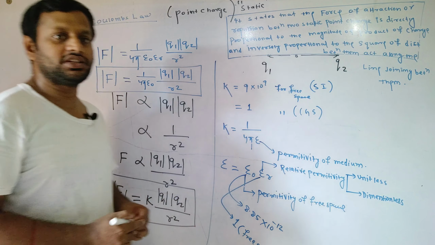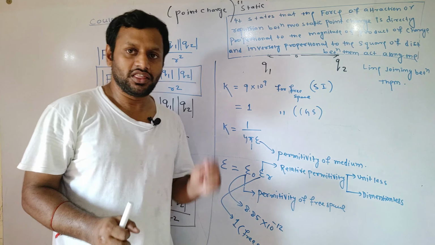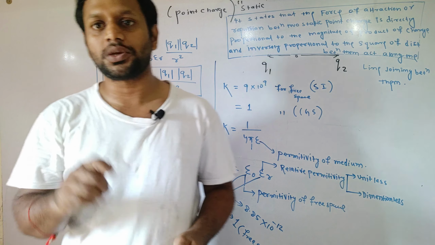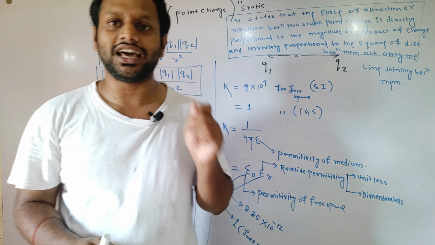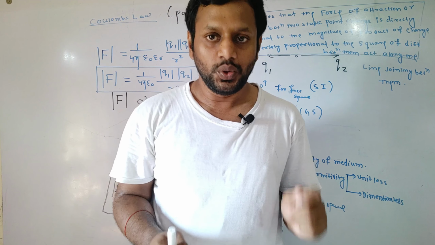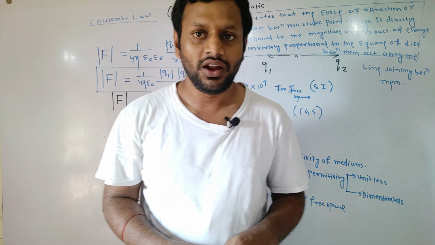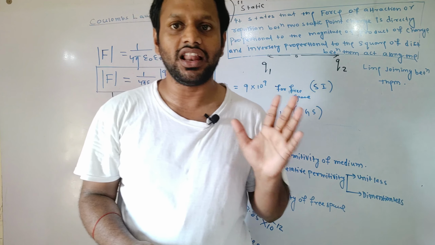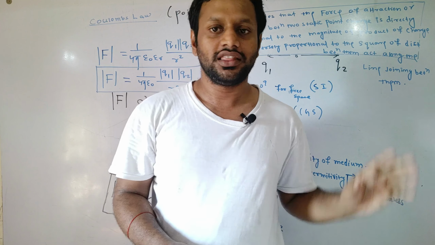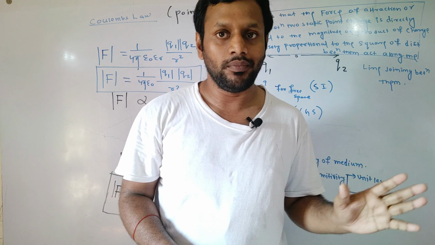Again, this definition is important. It states the force of attraction or the force of repulsion between two static point charges is directly proportional to the product of the magnitude of the charges and inversely proportional to the square of the distance between them, acting along the line joining the two charges. This is all about Coulomb's law in scalar form.